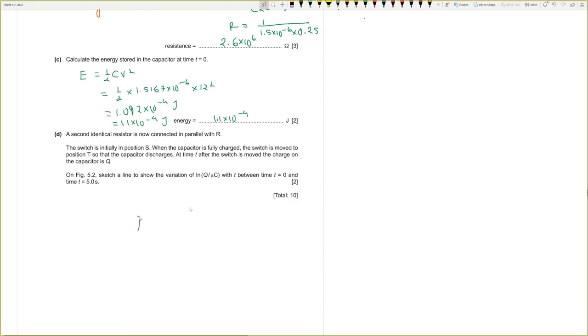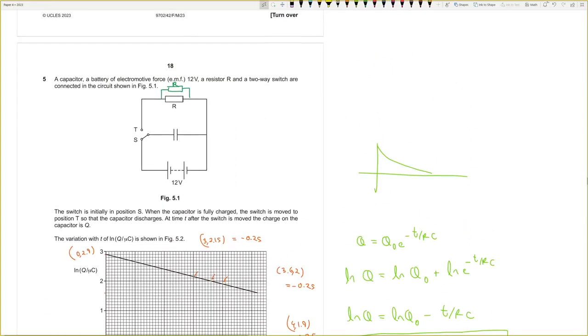Okay, so guys, hear me out. We know that ln Q is equal to minus 1 by RC times t plus ln Q naught. So here's the thing. Minus 1 by RC is the gradient, right? When this R represents the total resistance in the circuit and C is total capacitance. Total capacitance does not change because you bring about no change to the capacitor. But what happens to total resistance?